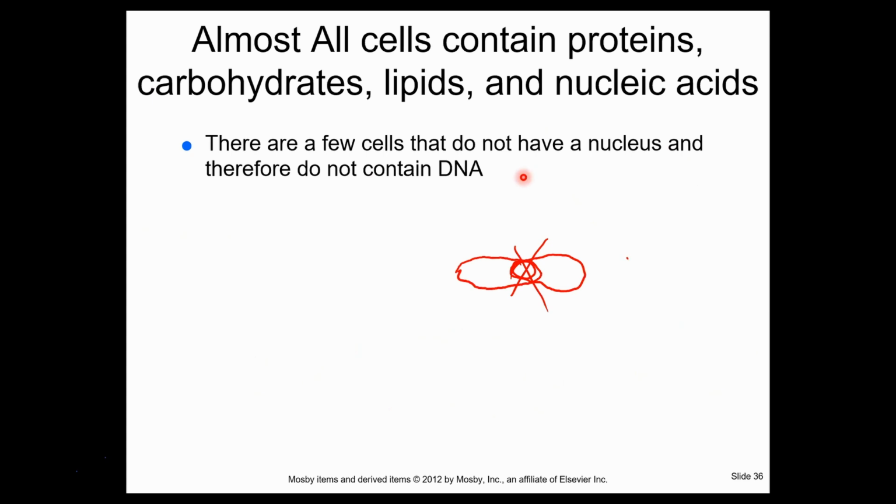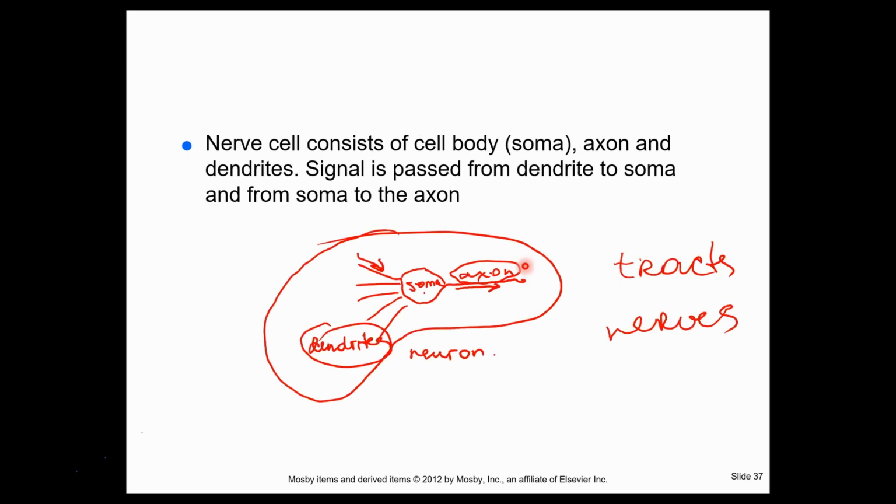So almost all cells contain proteins, carbohydrates, lipids, and nucleic acids. And there are a few cells that do not have a nucleus and therefore do not contain DNA. Guess which cell does not have a nucleus? It's your red blood cells. Your red blood cells are called denucleated, and that's why they look like a donut. They look like a donut because they do not have a nucleus in them, and that's why they do not multiply. But the red blood cells live 4 months, and then they are sequestered by the spleen or removed. Sequestration means removal.